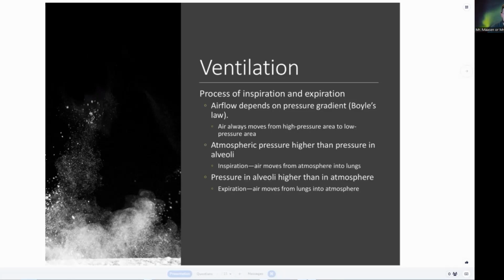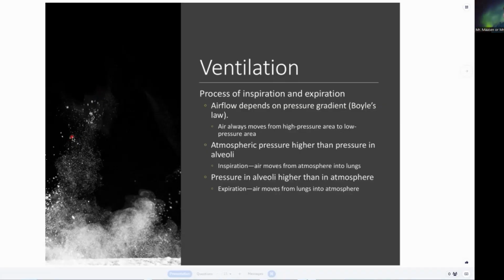IN means in, right? EX means like exit. So you can always know that. How we breathe depends on the pressure gradient. It's technically called Boyle's law, but basically air is always going to move from high pressure areas to low pressure areas. And that has a lot to do with the muscles around our chest, our diaphragm. And that's what kind of makes us breathe, basically.